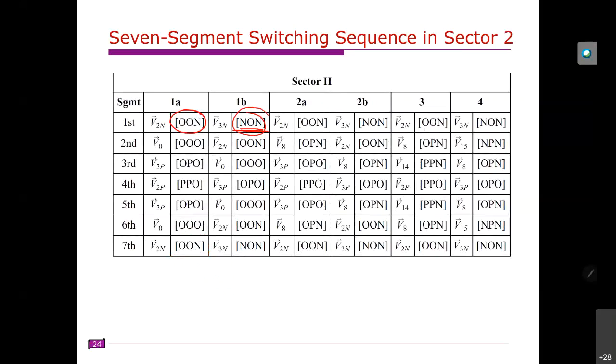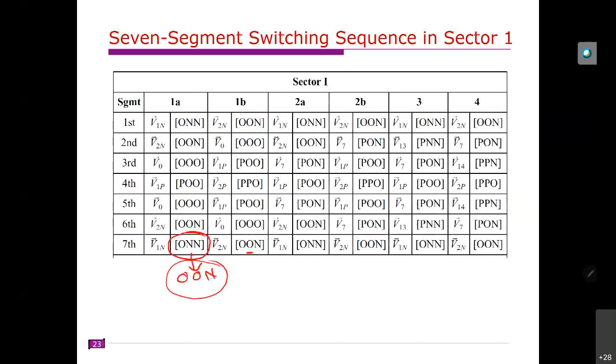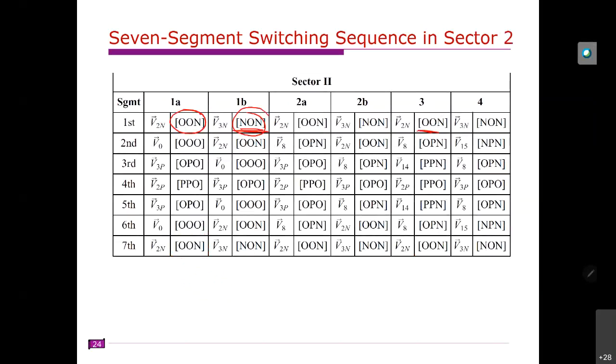But in case of region 3, it is ended at 0 and n, right? But it started at 0 0 n. So here also there is some extra switching happening when it is changing from one sector to another sector. Usually this extra switching will not occur in case of two level, but in case of three level, this extra switching is there.